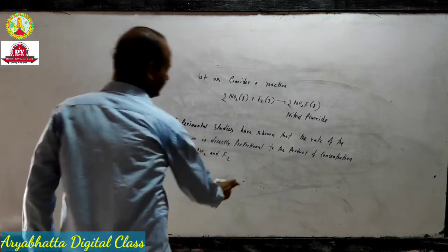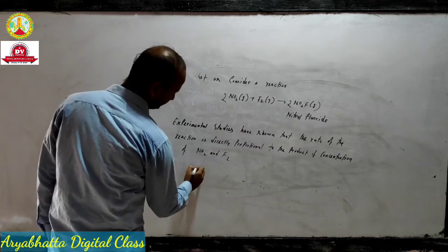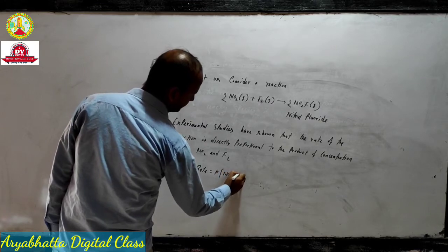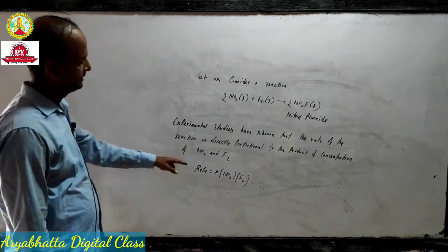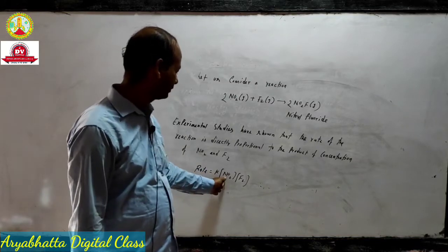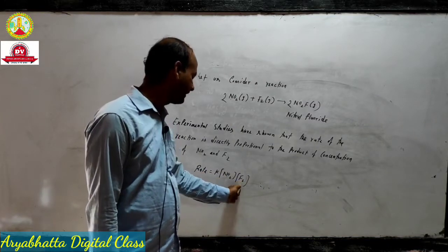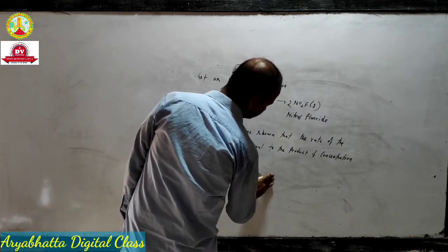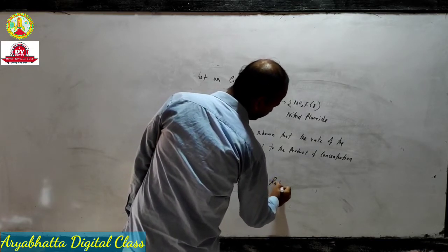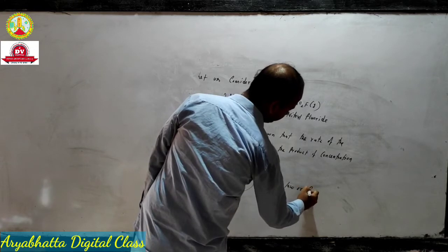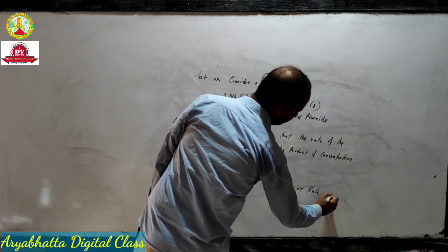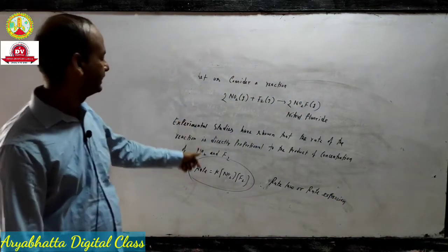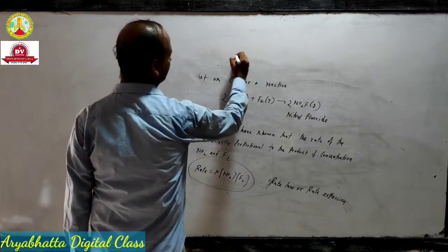So the rate of the reaction can be written like this: rate equal to K[NO2][F2], the molar concentrations of nitrogen dioxide and F2. This expression is nothing but the rate law, or the rate expression.